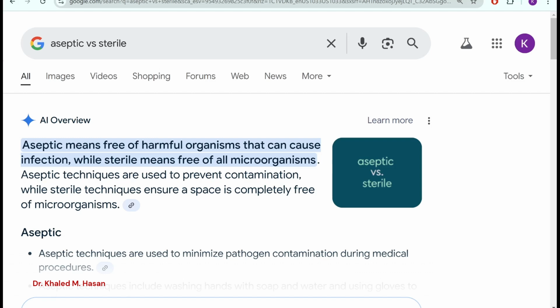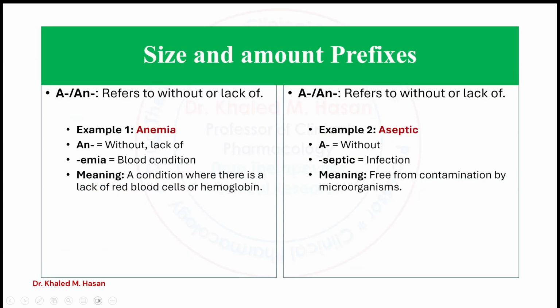Someone may ask about the difference between aseptic and sterile. Aseptic means free from harmful organisms that cause infection, while sterile means free of all microorganisms. Again, from the slide here, we have two medical terms, anemia and aseptic.